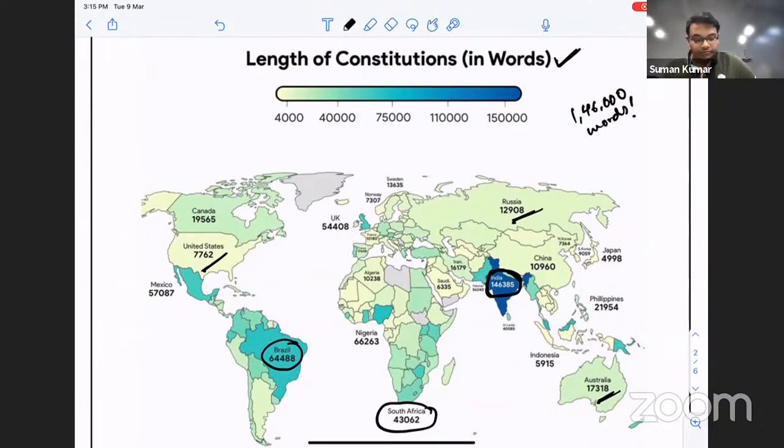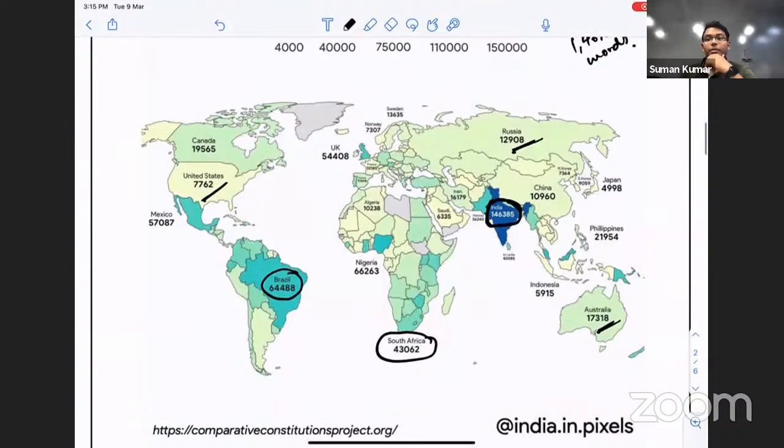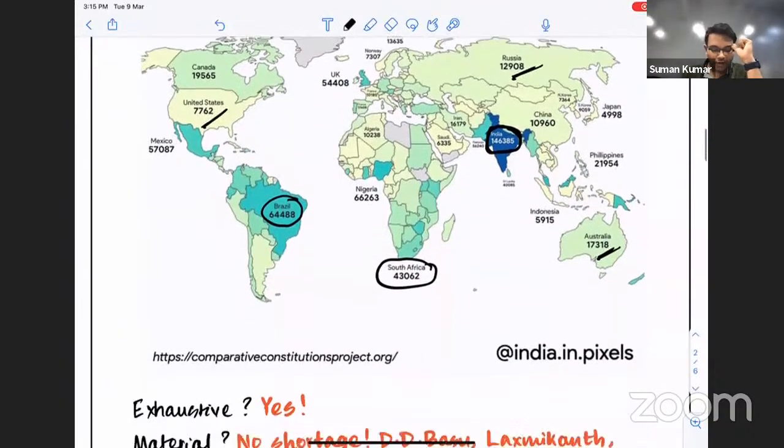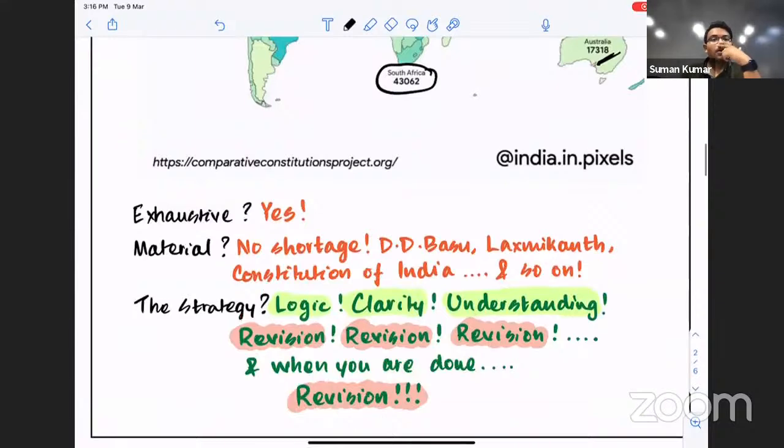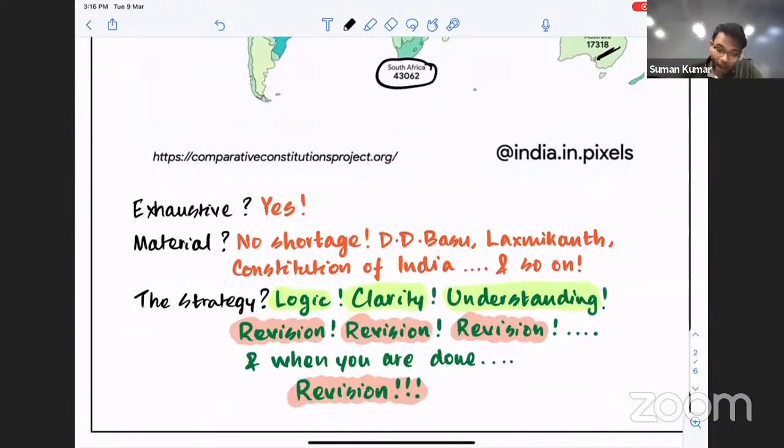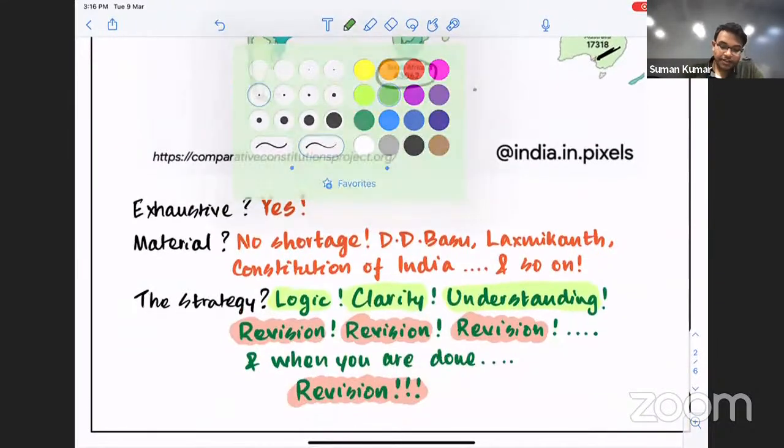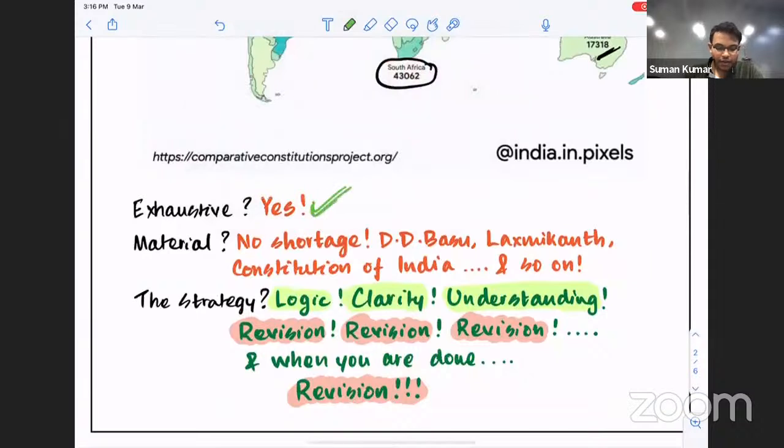Having said that, now come the pain points of polity. Why? Is the material exhaustive? Absolutely. The material is extremely exhaustive because we have already established that you need to read a lot. But is there any shortage of material? No, there is absolutely no shortage.